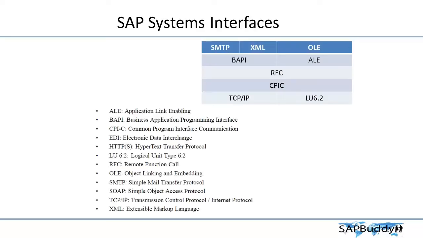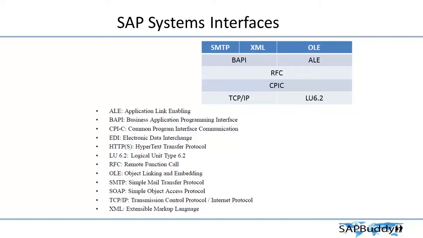Here you can see some of the interface technologies which are used in SAP systems. SAP systems use different kinds of interface technology. First one is ALE, which is application link enabling. Second one is BAPI, that is business application program interface. CPIC is common program interface communication. EDI you may also have heard from different ERP systems. EDI is electronic data interchange, and HTTPS, that is hypertext transfer protocol secure.